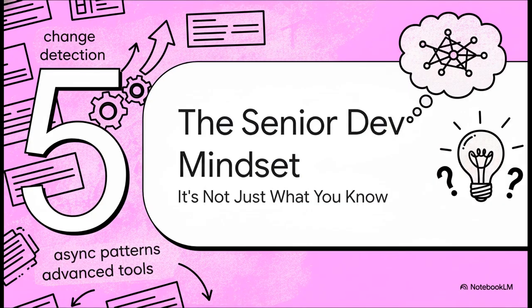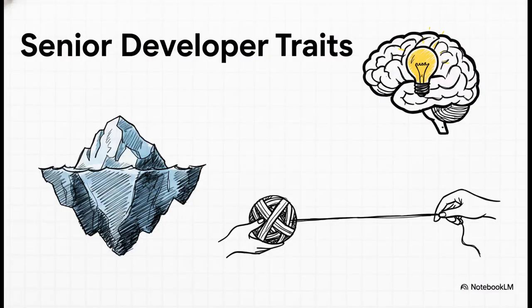All right, we've talked about a lot of technical stuff, change detection, data patterns, all these cool tools. But becoming a senior developer, it's more than just memorizing a list of facts. It's really about the mindset. It's a whole different way of approaching problems. When you boil it all down, what do all of these experienced answers have in common?